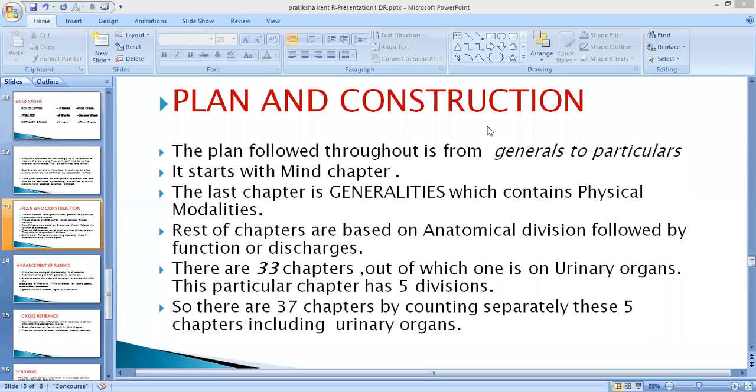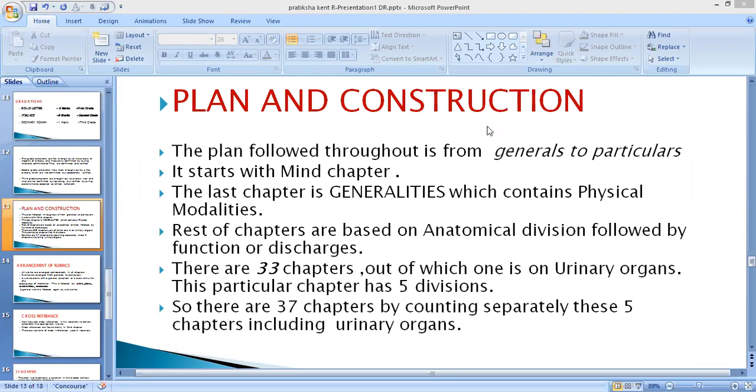Yes, ma'am. Okay. So this repertory was accepted universally because it was constructed very well, and we are able to find out the rubric with the help of Kent repertory very easily.